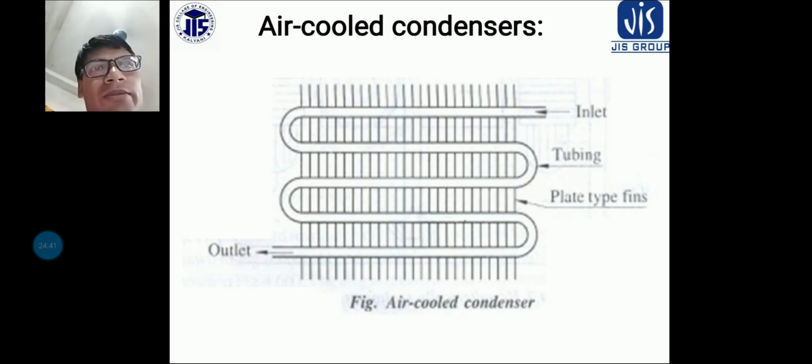Now the selection of a condenser, how we can select a condenser. The selection of a condenser depends upon the following factors. What are the factors? The capacity of the refrigerating system, the type of refrigerant used, and the type of cooling medium available. So you need to determine the type of refrigerant, the type of cooling medium available, and the capacity of the refrigerating system.